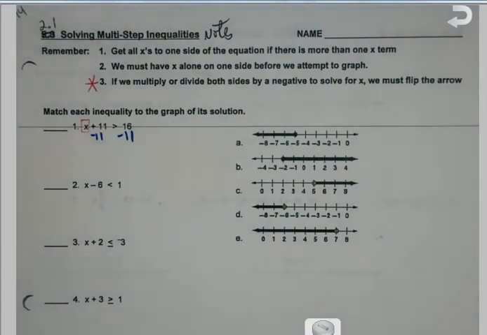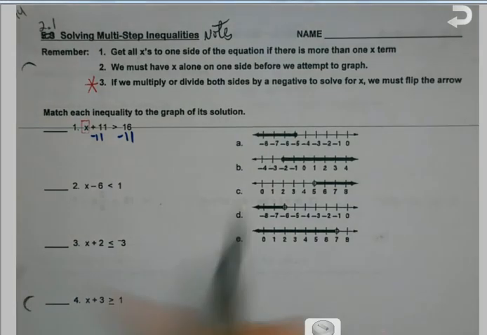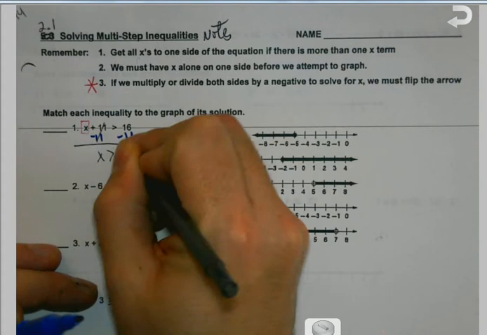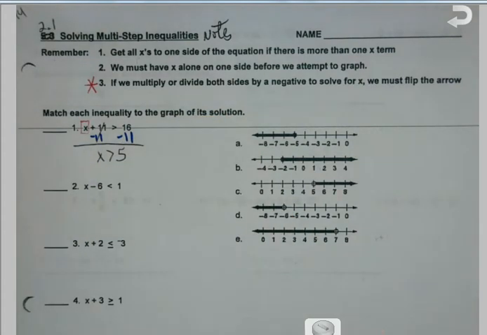Okay. So here, once we minus that 11, don't lose your arrow. Don't turn your arrow into an equals. Don't have it morph over. So x is going to be greater than 5.